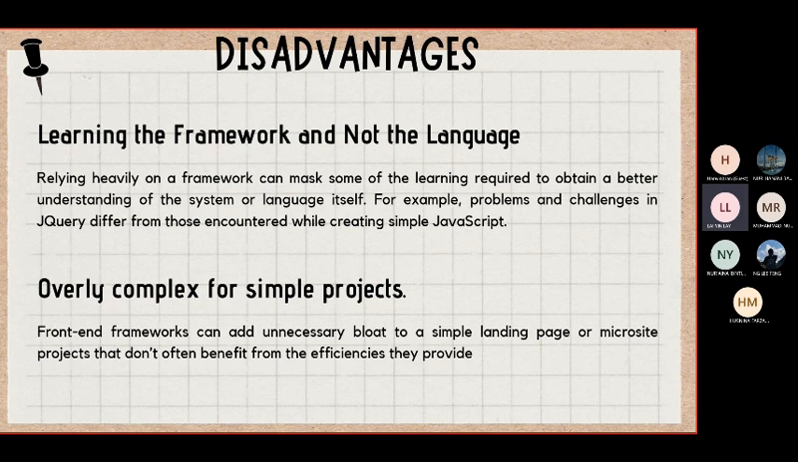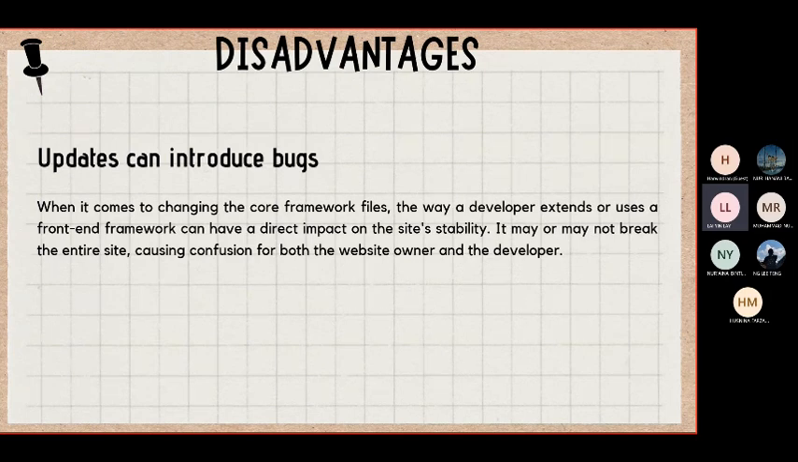Relying heavily on a framework can mask some of the learning required to obtain a better understanding of the system or language itself. For example, problems and challenges in jQuery differ from those encountered while creating simpler JavaScript. Next, overly complex for simpler projects. Front-end frameworks can add unnecessary weight to simpler landing page or microsite projects that don't often benefit from the efficiency they provide. And the third is updates can introduce bugs.